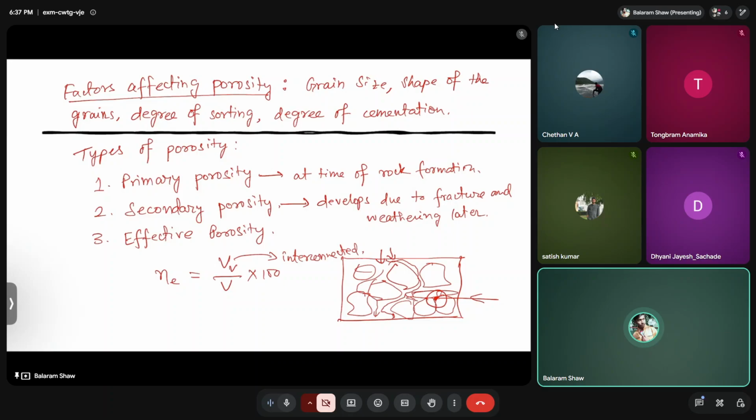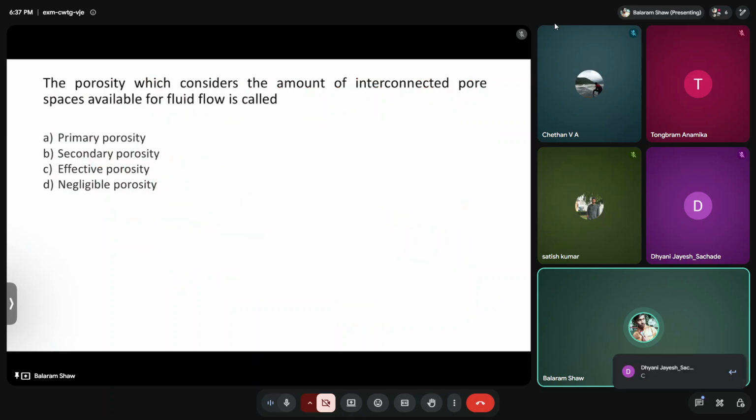The question is: the porosity which considers the amount of interconnected pore spaces available for fluid flow is called primary porosity, secondary porosity, effective porosity, or negligible porosity. C. Okay, anyone else? Just now we have discussed, right? So the correct answer is effective porosity.